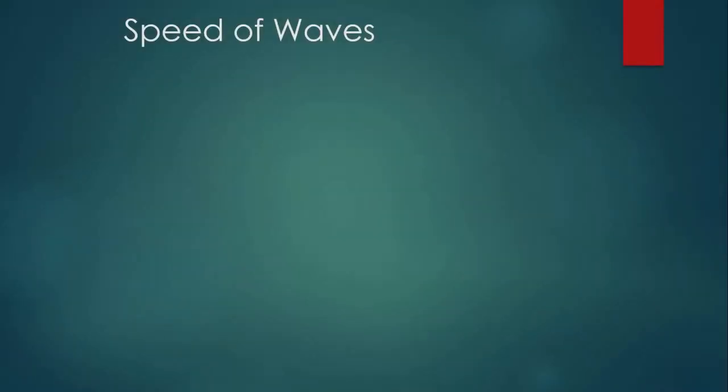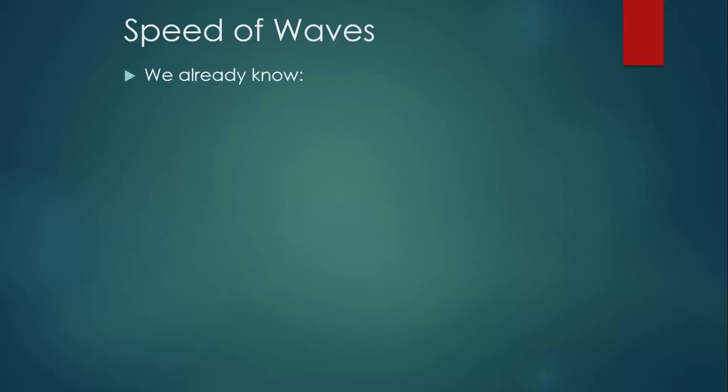And finally, let's talk about the speed of waves. The speed of a wave means exactly the same thing as the speed of a car, or the speed of a person, or the speed of anything. It represents how quickly a wave can get from one place to another. What we're going to do here is figure out an equation for the speed of a wave based not on how far it travels and how much time that takes, but the fundamental properties of the wave itself.